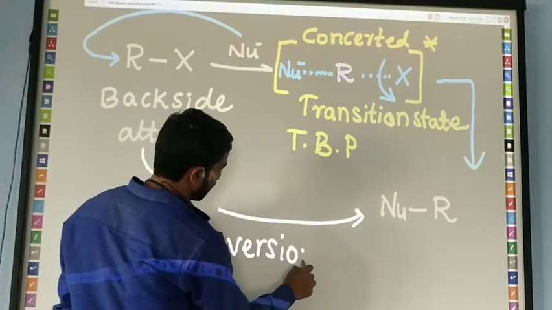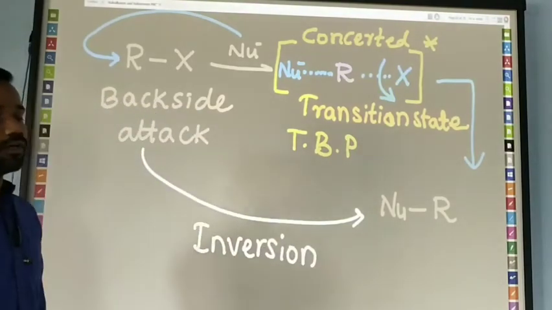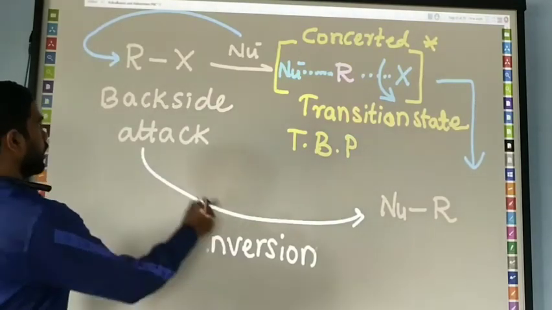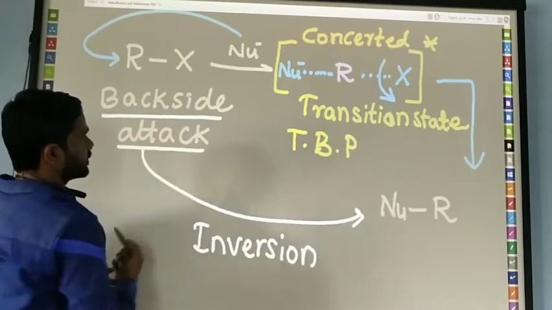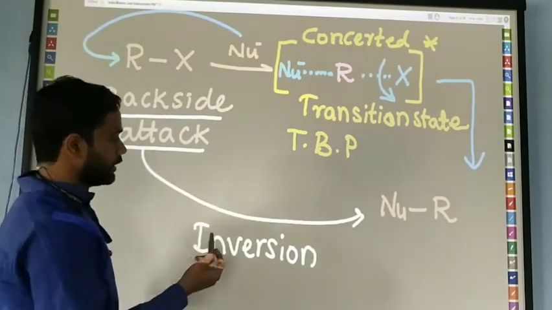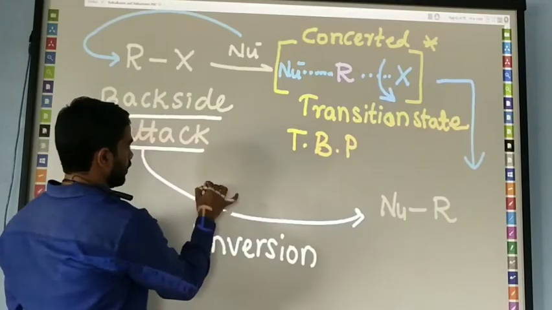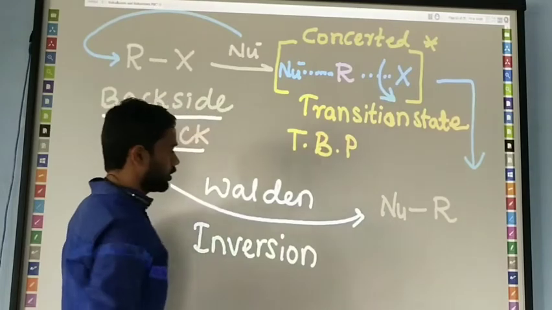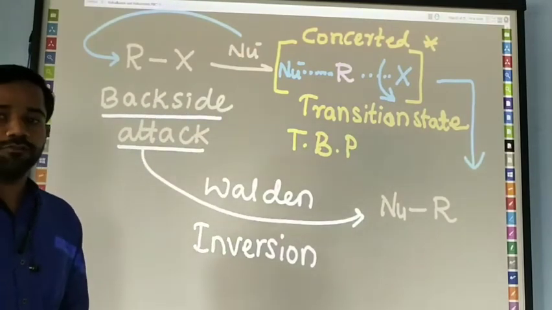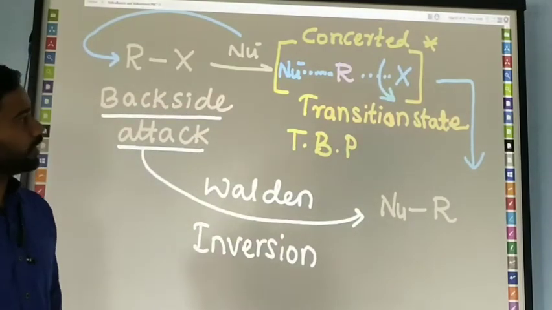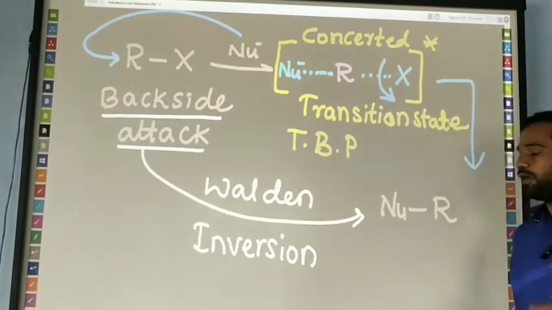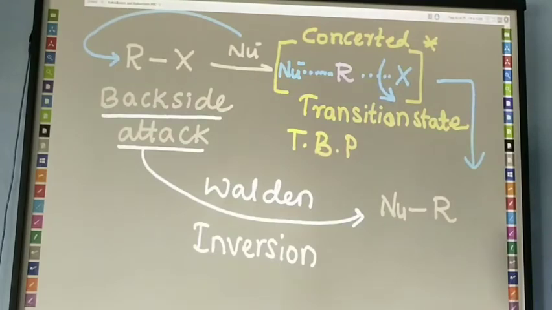Why do we call it an inversion product? Because the attack of the nucleophile on the alkyl group is from the backside, the opposite side. We call it inversion. This method was given by a scientist called Walden. That's why this type of inversion we call the Walden inversion. Remember this: the SN2 mechanism always prefers the Walden inversion product, where the nucleophile makes a backside attack.